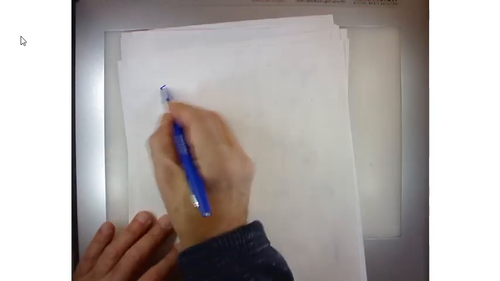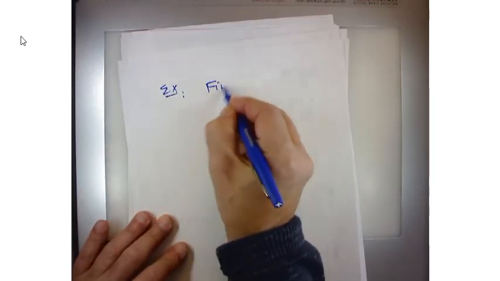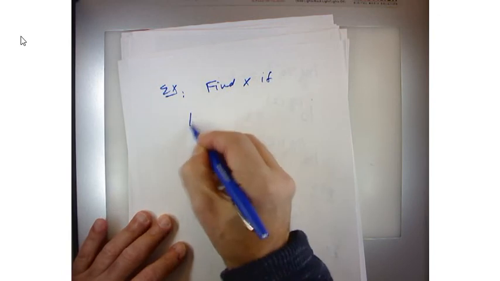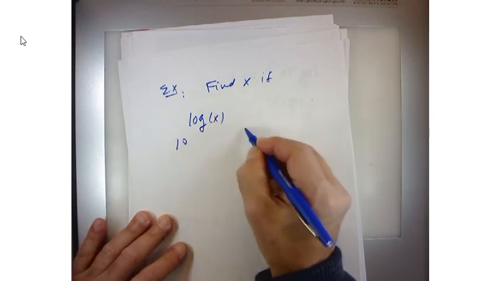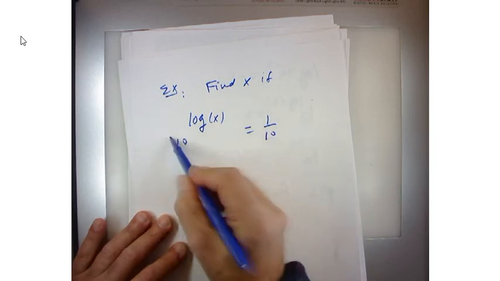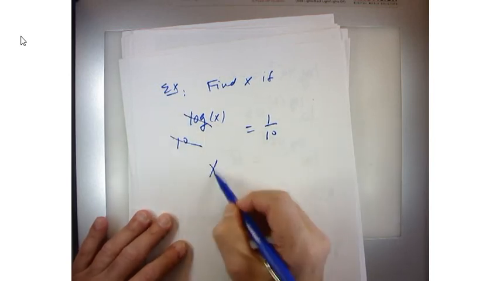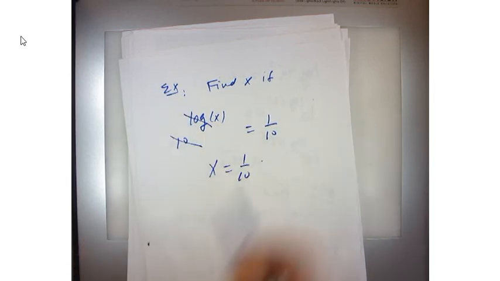And if they say find x, if 10 to the log of x equals 1 over 10, you know 10 and log base 10 cancel out, so x equals 1 over 10. And that's the end of 11.4.